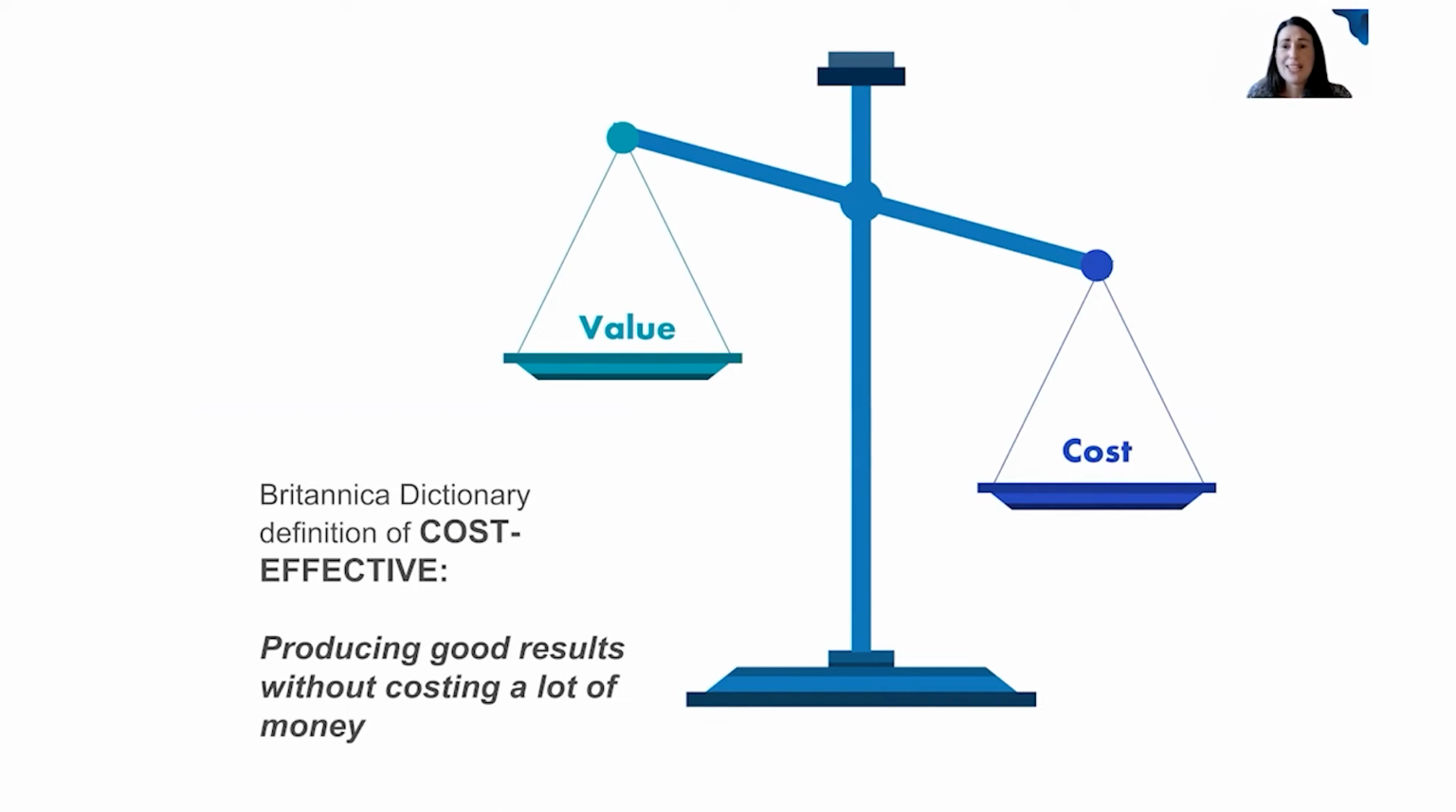What is cost effectiveness? The Britannica Dictionary definition of cost effective is producing good results without costing a lot of money. Essentially, it is high value at a lower cost. It's balancing out how you can deliver as much value as possible at a lower cost or a competitive cost. One of the keys to remaining competitive is to deliver as much value as you can at a low cost. In other words, to be cost effective.